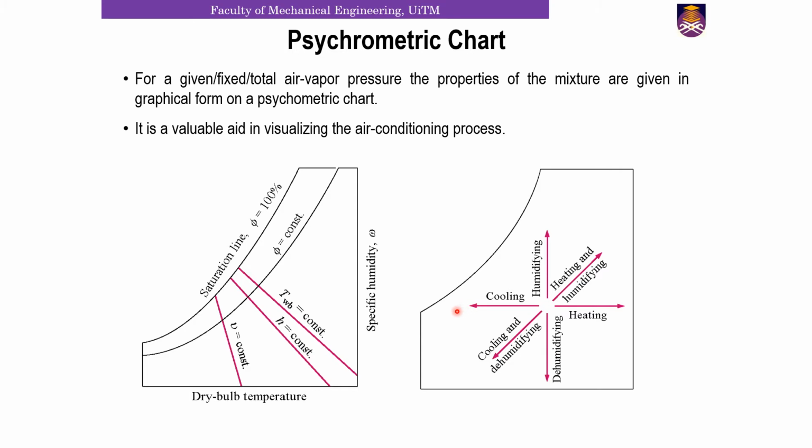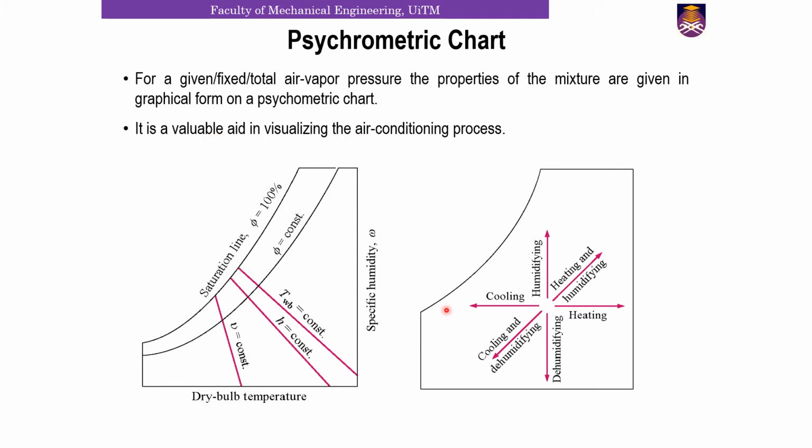So let's say this is your reference point. If you want to move towards cooling, this reference point will then move towards the left as shown here. If you want to do heating in terms of air conditioning processes, then this point will move towards the right as shown here. For humidifying, it will move up. For dehumidifying, it will move down. So it becomes a very valuable aid in visualizing the air conditioning processes.